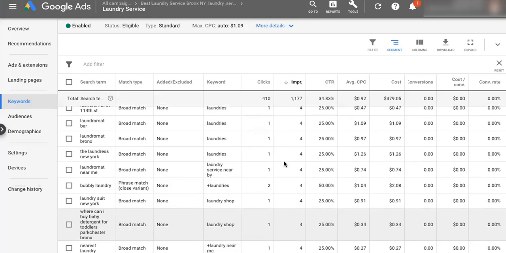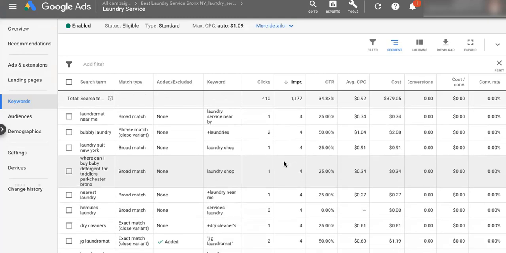Where can I buy baby detergent for toddlers? Is showing up for laundry shop. So, see that keyword when it's broad match. I don't use broad match. Laundry shop, I would put pluses in front of it. Plus laundry, plus shop. That means it insists. We're insisting that the search term contains both words. Can be in any order. Can have other words between them, around them, before them, after them, or none.